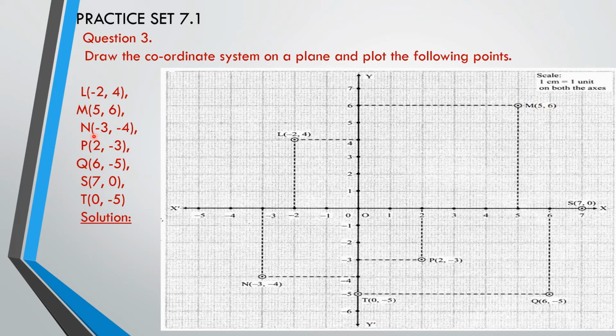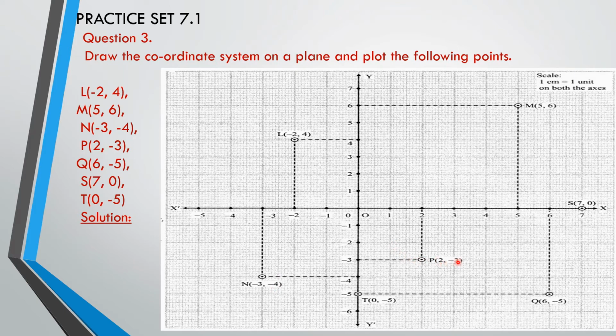And third one is N of negative 3 and negative 4. The x coordinate is negative and the y coordinate is also negative. Therefore, the point lies in the third quadrant. Here the x coordinate is negative 3 and the y coordinate is negative 4. The point of intersection of the lines parallel to the x-axis and y-axis is N of negative 3 and negative 4.